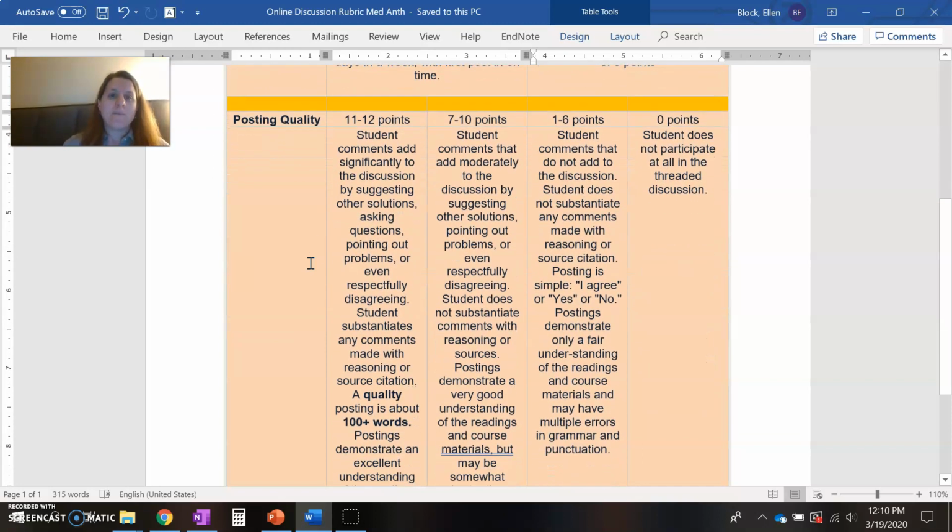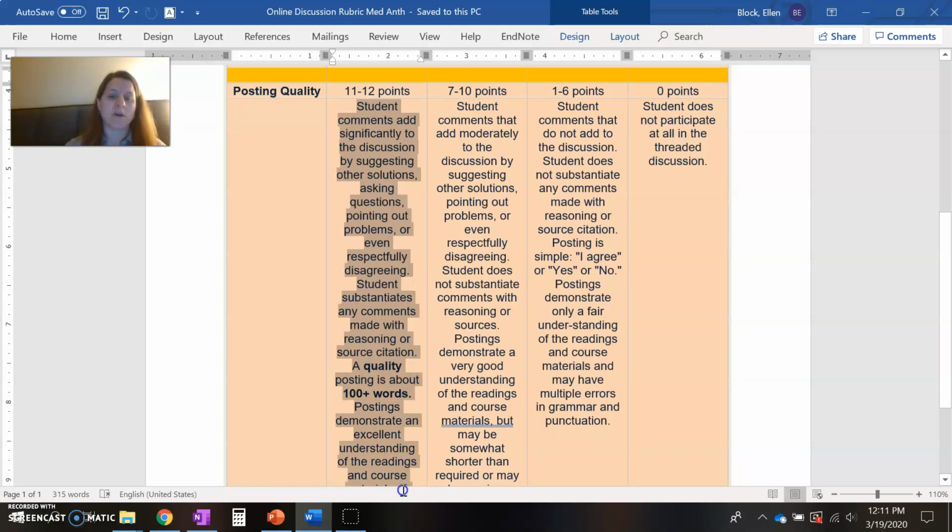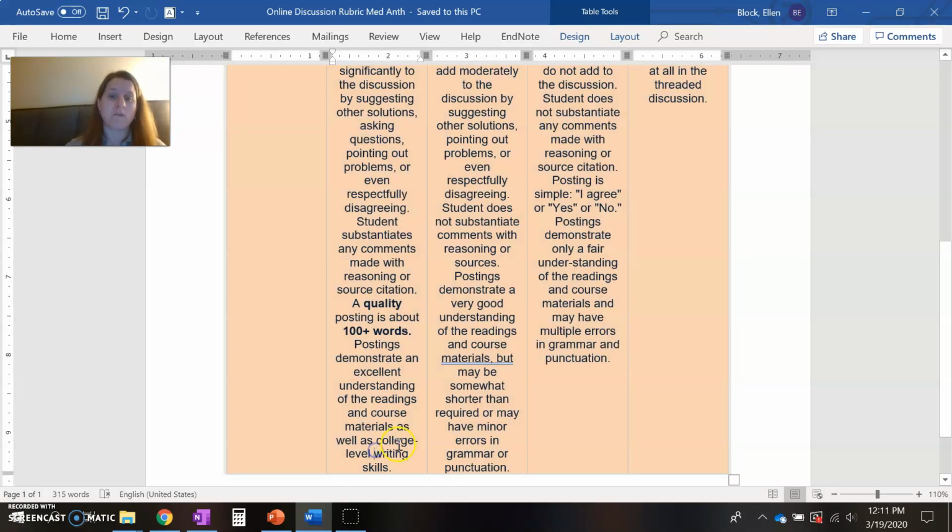And then posting quality. So you get 11 to 12 points if student comments add significantly to the discussion by suggesting other solutions, asking questions, pointing out problems, or even respectfully disagreeing. Student substantiates or provides evidence for any comments made with reasoning or a source citation. A quality posting is about 100 words or more. Sometimes there'll be a lot more if you have a really complex idea that takes a little while to get out. Postings demonstrate an excellent understanding of the readings and course materials as well as college level writing skills.